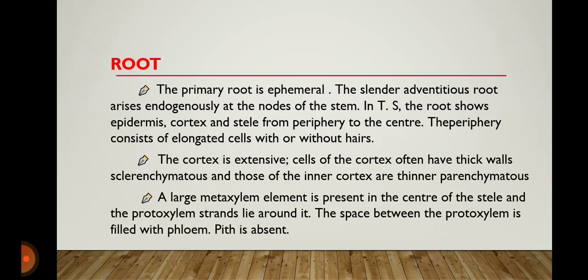Root. The primary root is ephemeral. The slender adventitious roots arise endogenously at the nodes of the stem. In T.S., the root shows epidermis, cortex and stele from periphery to the center. The epidermis consists of elongated cells with or without hairs. The cortex is extensive. Cells of the outer cortex often have thick walls, sclerenchymatous, and those of the inner cortex are thinner, parenchymatous. A large metaxylem element is present in the center of the stele and the protoxylem strands lie around it. The space between the protoxylem is filled with phloem and there is no pith.